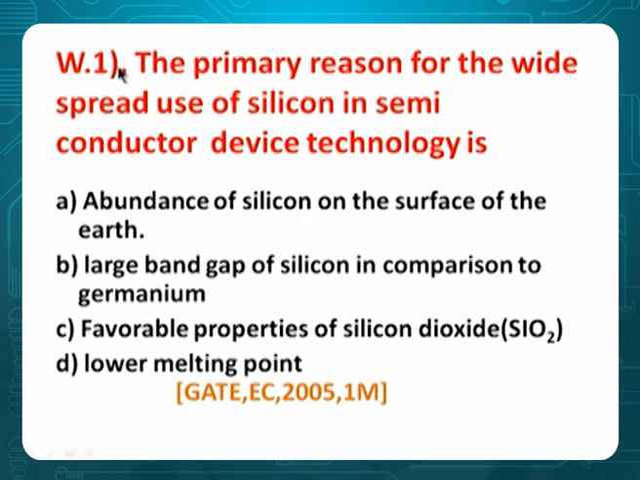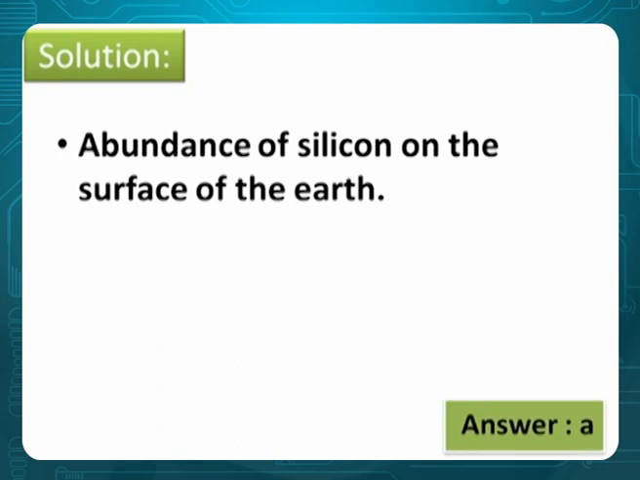Question number 1. The primary reason for widespread use of silicon in semiconductor device technology. The option everybody knows: the abundance of silicon on the surface of earth. If you see options A, B, C here, abundance of silicon on the face of earth, this was asked in GATE EC 2005, 1 mark. The more interesting point is abundance. Option is A.